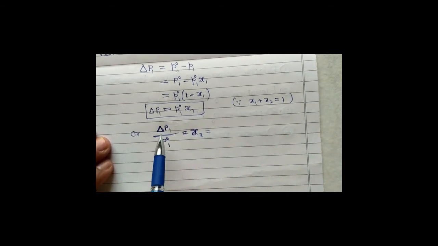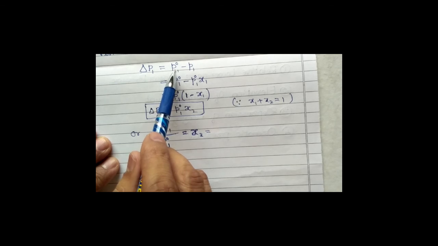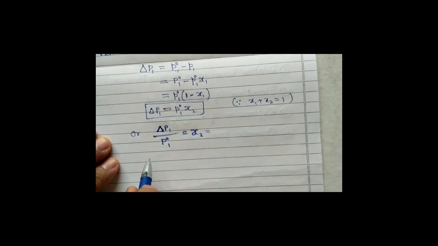Now what is delta P1? Delta P1 is P01 minus P1, so I will write once again: P01 minus P1 divided by the denominator as it is, P01, equal to x2.